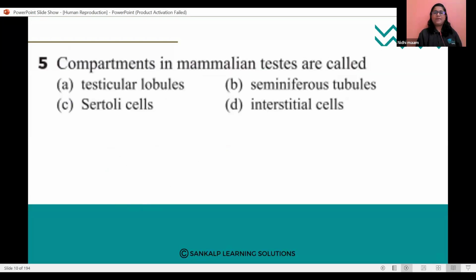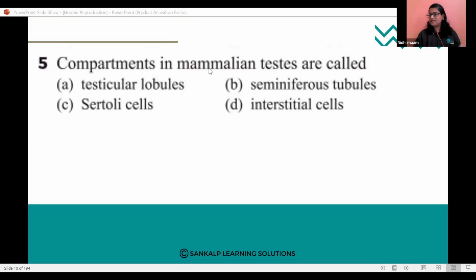Compartments in mammalian testis are called what? What are those compartments called? A. Testicular lobules, B. Seminiferous tubules, C. Sertoli cells, D. Interstitial cells. Varshini, then B. Gowda, Anita, Lubna, Pavitra, Yamuna answered it.